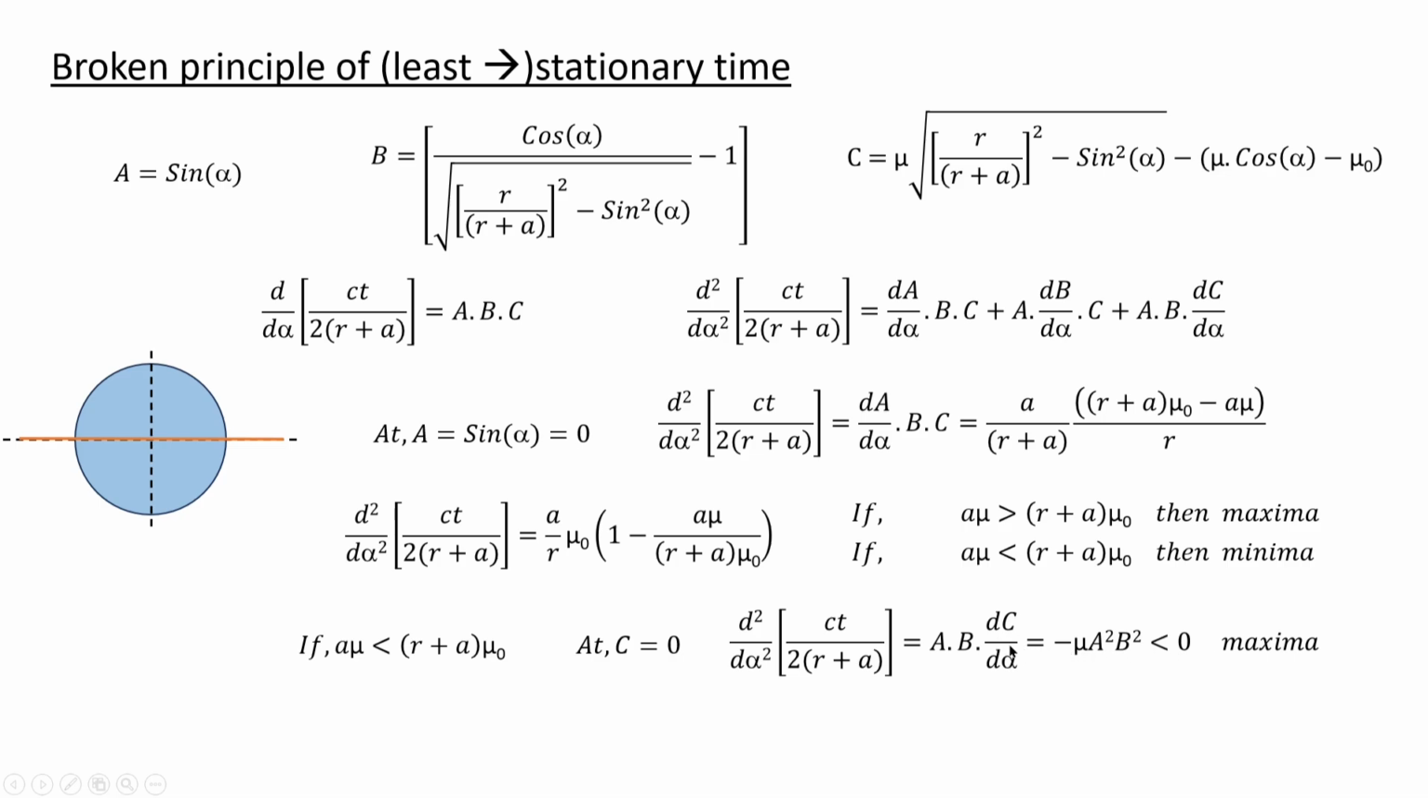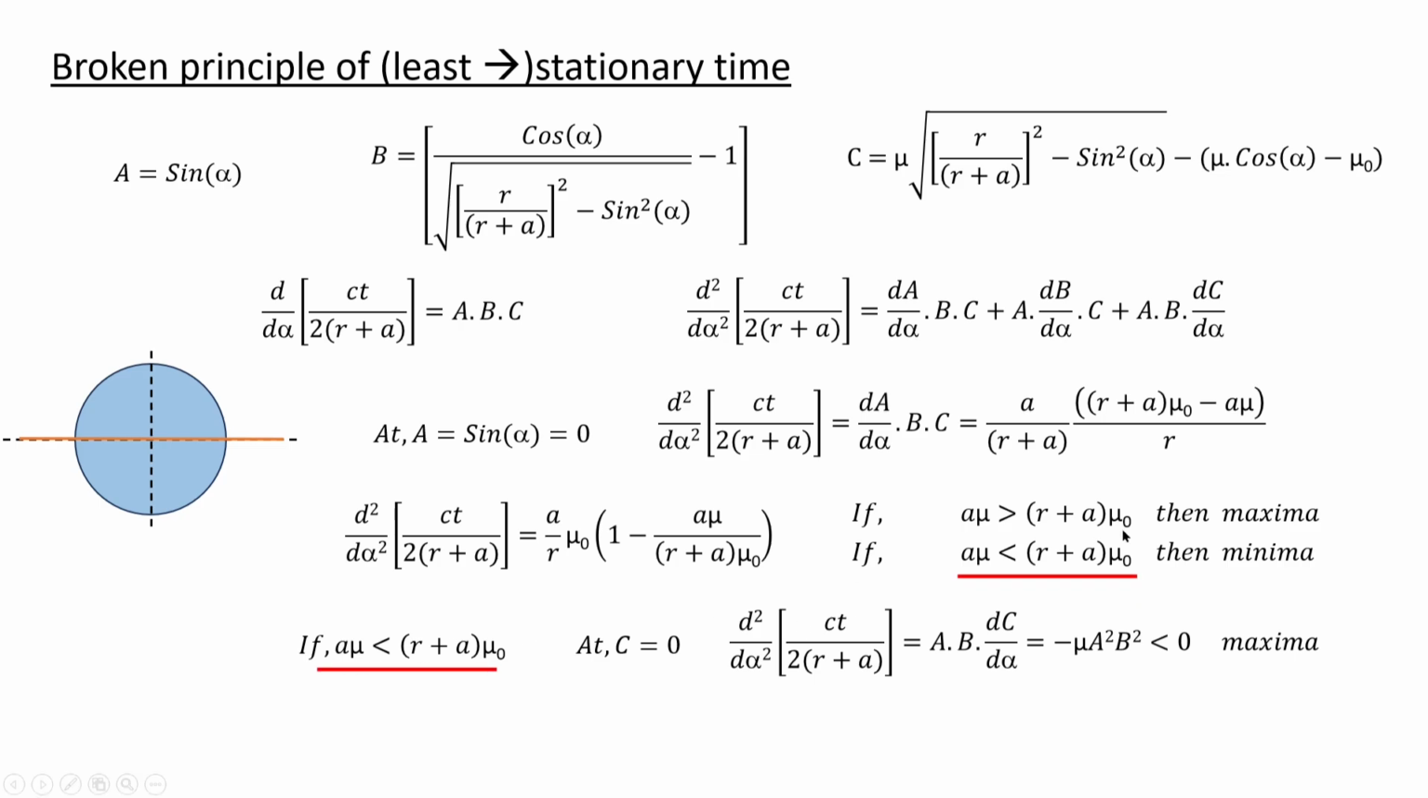That gives an expression like this when you finally simplify: minus mu a square b square. So this will always be less than 0. So the first derivative is 0 and the second derivative under the situation c equals 0 is always less than 0, which always gives a maxima. So this solution is a local maxima solution, a time maxima.